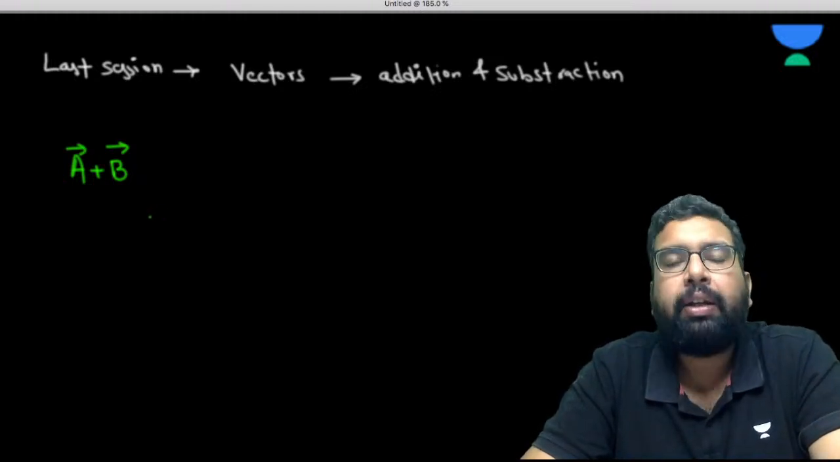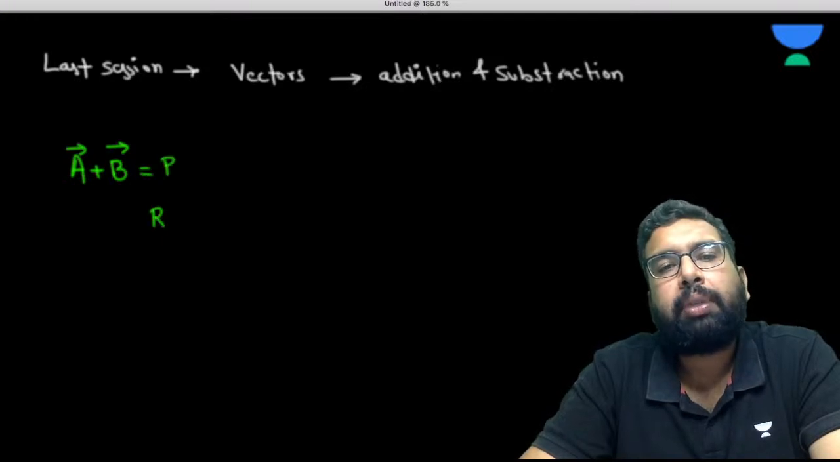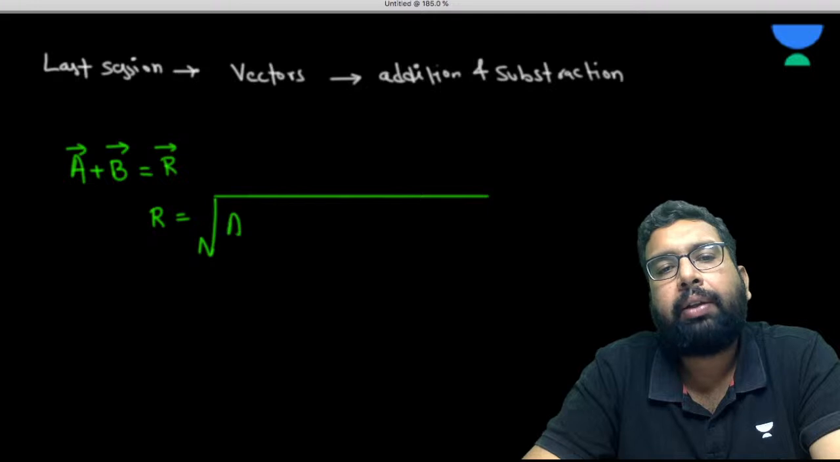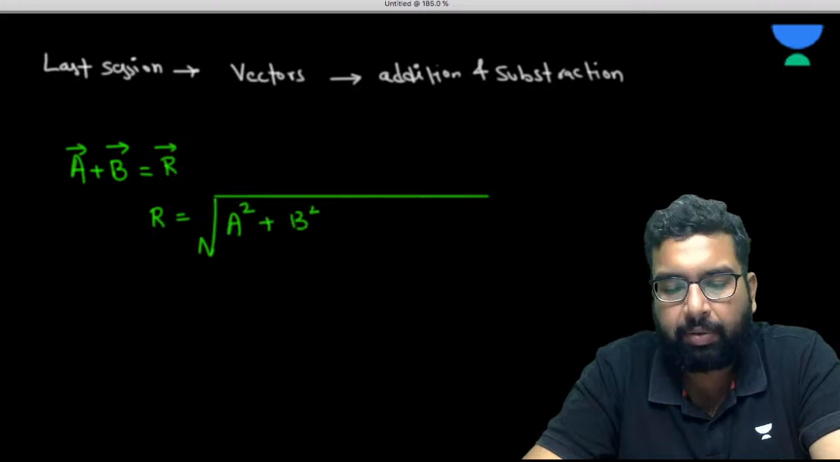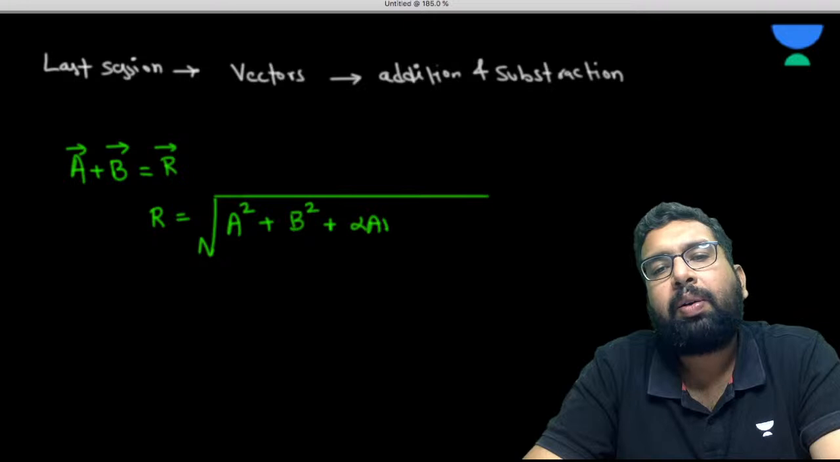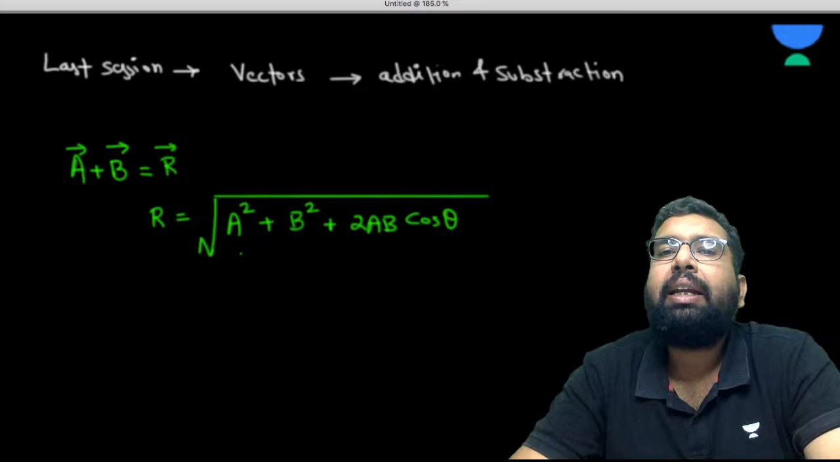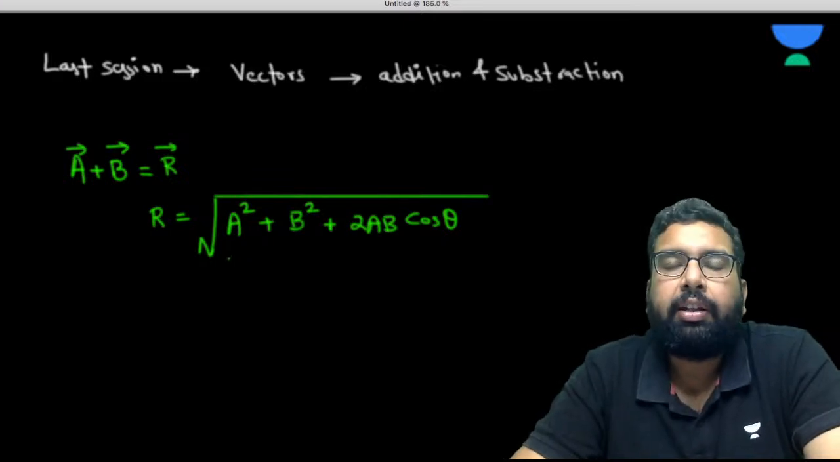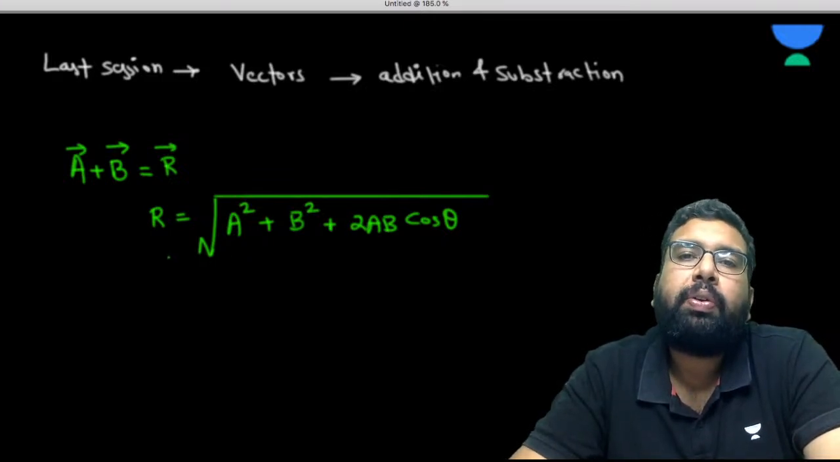If we talk about the analytical way, the resultant comes up as a vector R. The resultant is root over A square plus B square plus 2AB cos theta. This is the mathematical expression we developed in the last session, to get the magnitude of the resultant of two vectors when they are added.